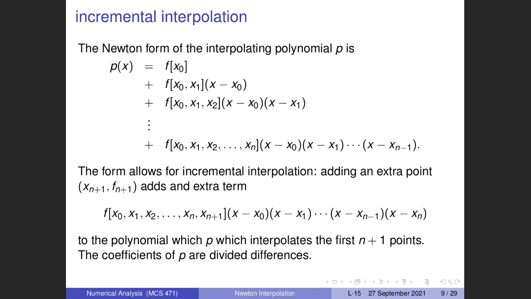So the important point as far as the problem of incremental interpolation is hereby solved. This is the essential point of Newton interpolation in relationship with our problem where we started. So that's worth one extra slide.